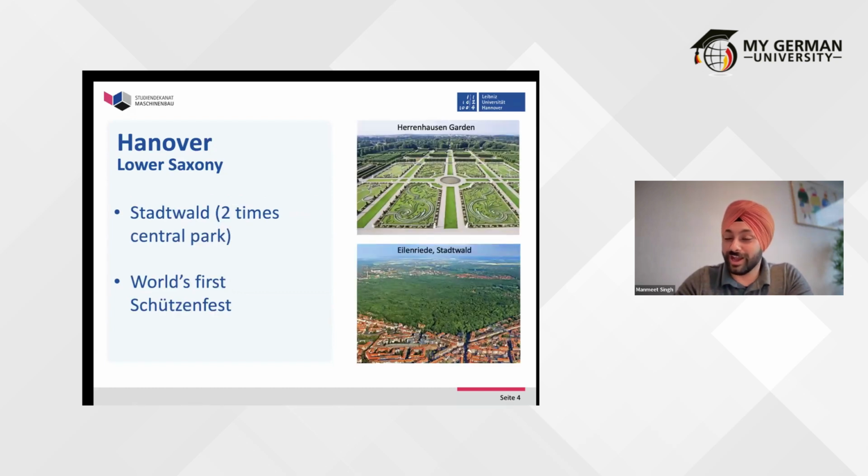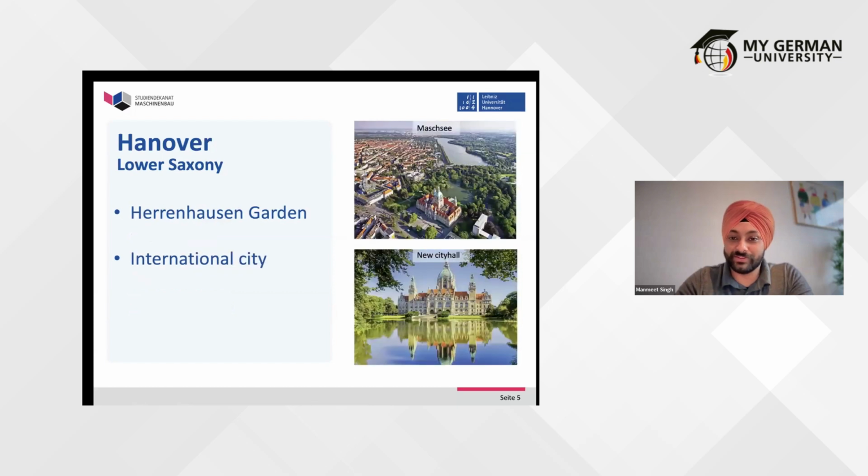So we have beautiful gardens, and also a city forest. Normally you have a city in the middle and a forest around it, but in Hannover we have the forest in the middle and the city around it. And this is the biggest city forest in the world. It's 2 times the Central Park. We also have big lakes and our new city hall. And Hannover is also known as one of the most international cities in all of Germany.